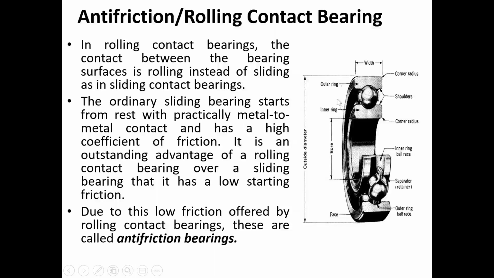Then the most important part in the rolling contact bearing is the rolling element. This rolling element may be a ball or may be a roller. The roller may be a cylindrical roller or spherical roller, maybe any type. So these three main parts are there in a rolling contact bearing. Another fourth part is the retainer ring or separator.